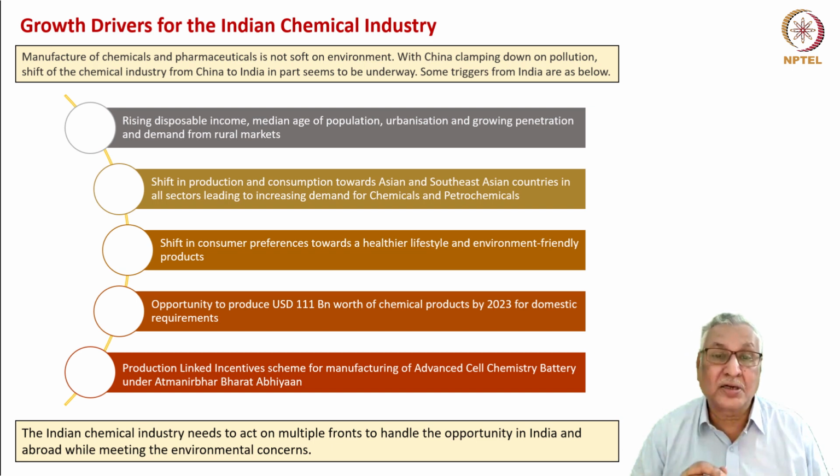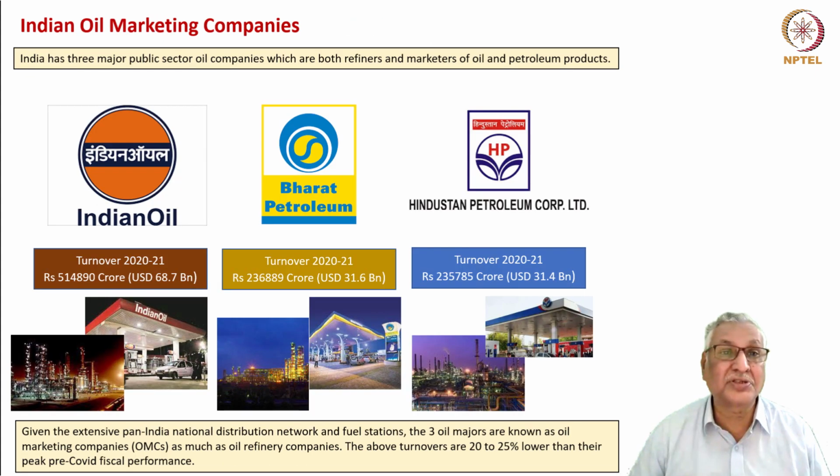We have to act under different canopies with different thrust areas to be able to handle this opportunity in India and abroad. And we have to also meet the environmental concerns. The ability of the Indian chemical industry to be climate friendly, to be environmental friendly, is going to be the big clincher as far as the globalization of the Indian chemical industry is concerned.